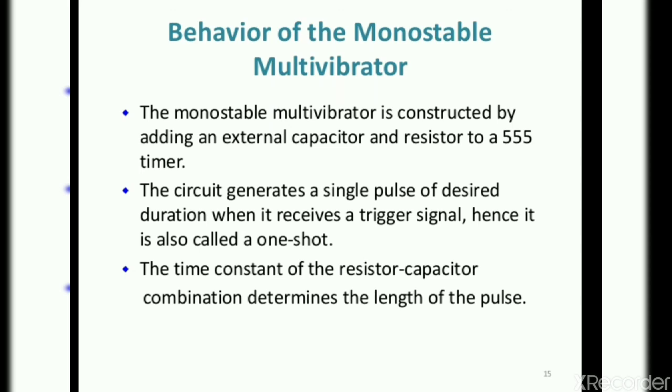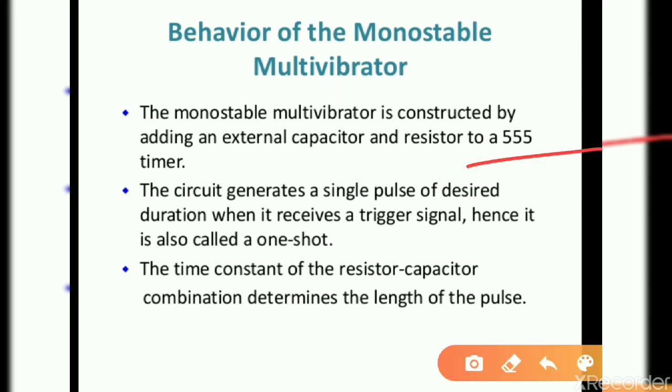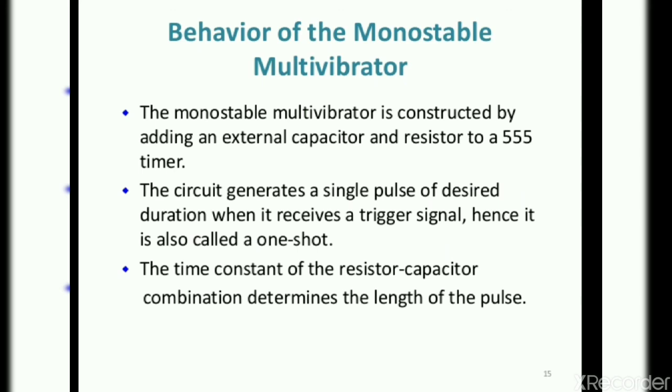This monostable multivibrator is constructed by adding an external capacitor and resistance to the existing 555 timer, as I explained already. This circuit produces a single pulse of desired duration when it receives the trigger signal, hence it is called one shot or monostable. So it produces only a single pulse of a desired duration.